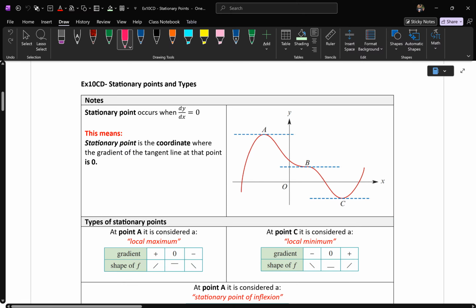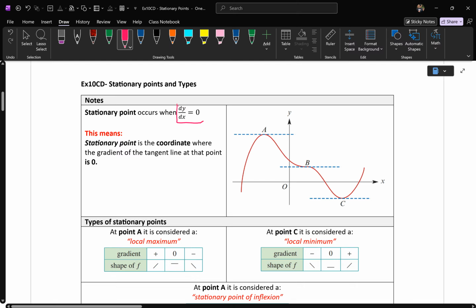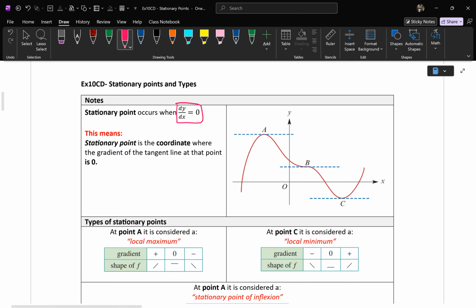Can I please have? Let's go with Charlie. What's a stationary point? When the gradient equals 0, which we find as delta y delta x, which means the rate of change is going to be 0. So the gradient of a tangent line at one particular point is going to be 0, and it's indicated by the dotted lines at A, B, and C, as we can see here.